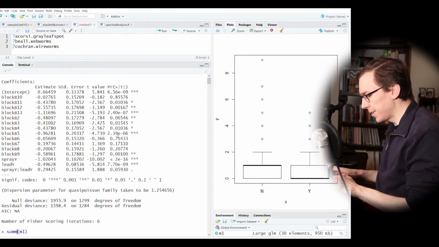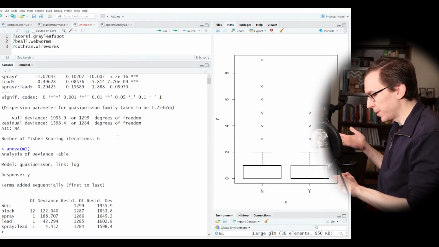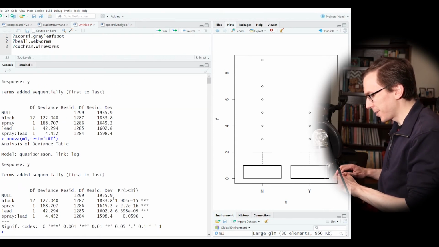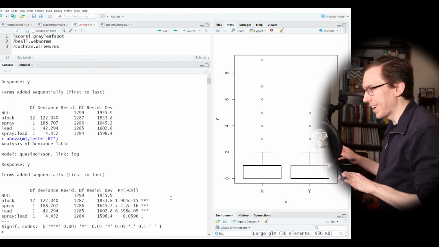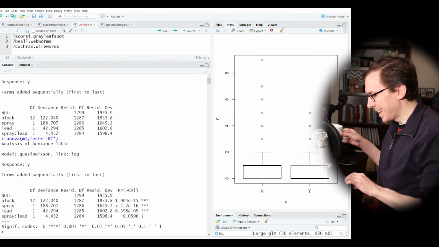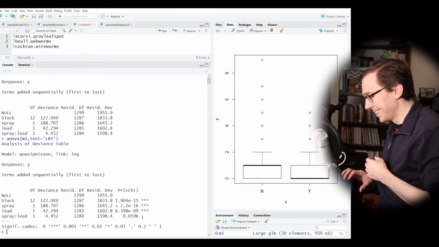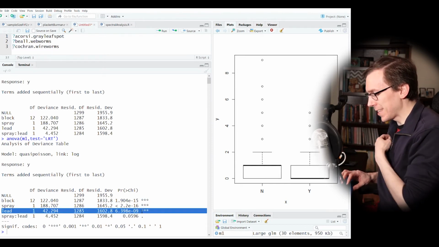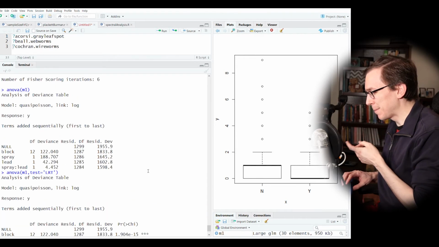I think if we do an ANOVA table, presumably we'll get, oh, of course, test equals LRT, which I may start writing one of these days when we're actually allowed to go out of the house again. And yeah, you get significant p-values that look almost identical to the ones up here.